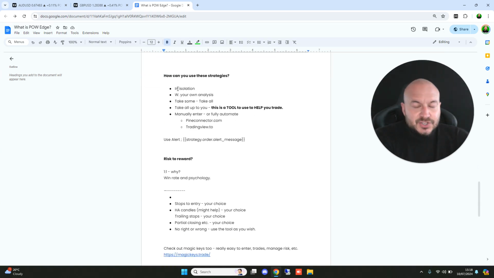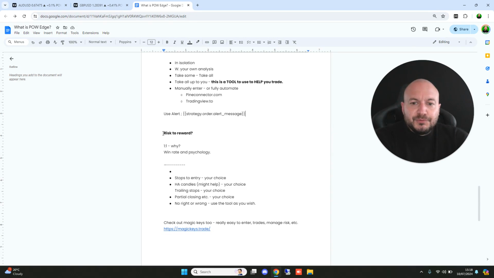Okay, so how can you use these strategies? You could use them in isolation, just literally follow these, manage your risk properly. You could use them with your own analysis as extra confirmation of whatever pattern, support, resistance, strategy that you're trading. You could take all of them. You could take some of them if you're on screen at a particular time. It's up to you. This is a tool to help you to trade. You can manually enter, or you can fully automate using Pine Connector or TradingView. If you do use those, this is the alert message that you would use to configure those trades to automate that process.